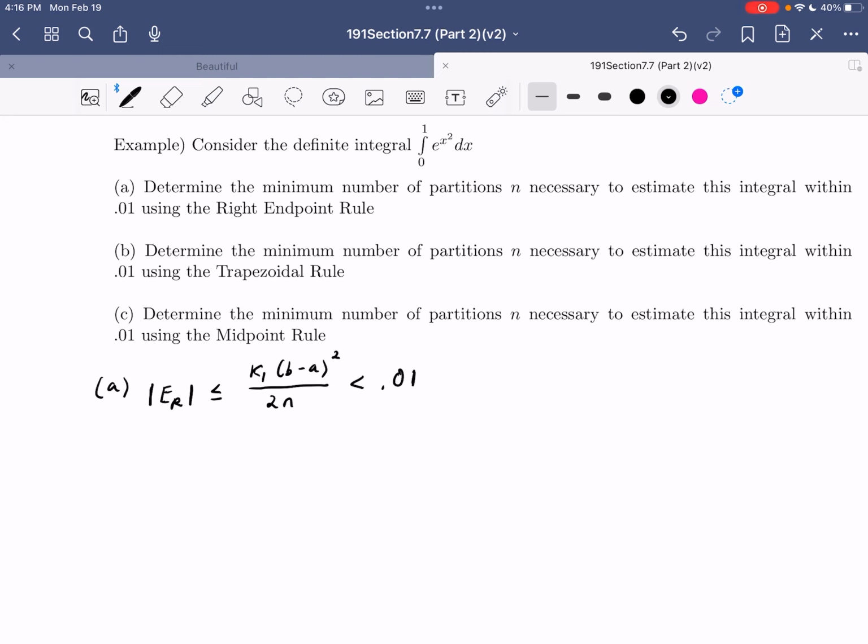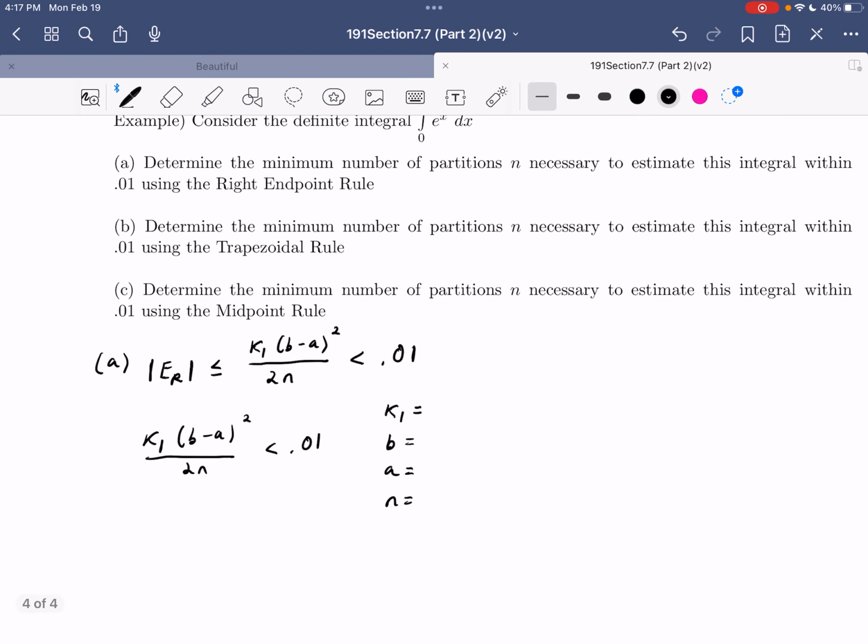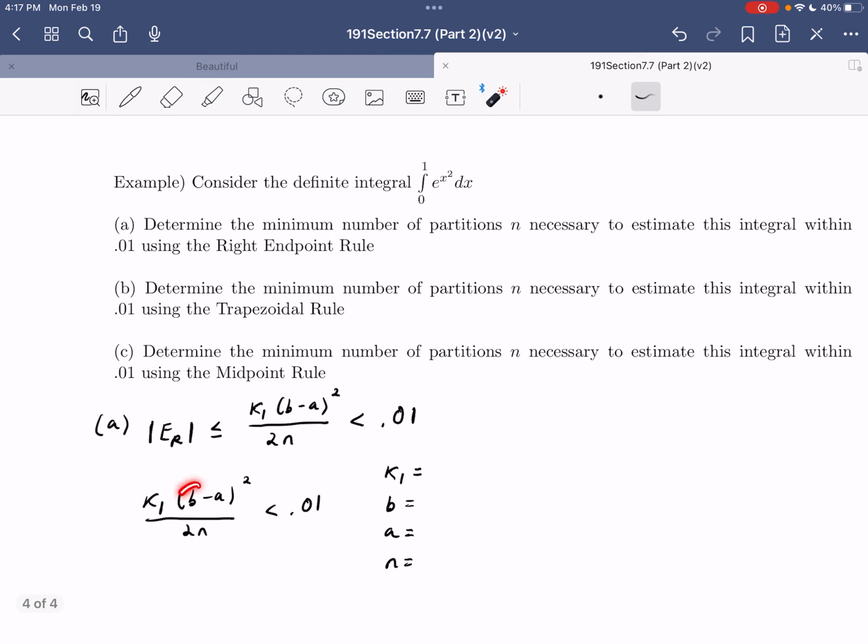And we're going to focus on this portion here, making sure that this error bound is less than 0.01. So let's rewrite that so we don't have a weird double inequality. We're going to have (b minus a) squared over 2n less than 0.01. Now let's make a little table of the stuff we know: k1, b, a, and n. Now keep in mind, b and a should be easy, right? These are the ends of the interval. They're just the bounds of the integral there. So that's 1 and that's 0.